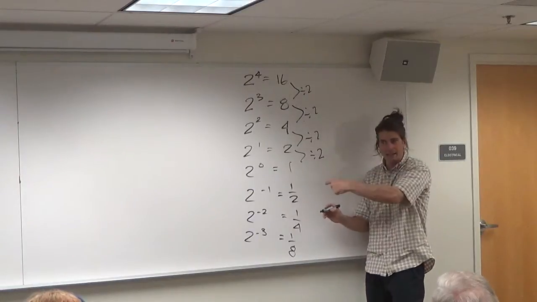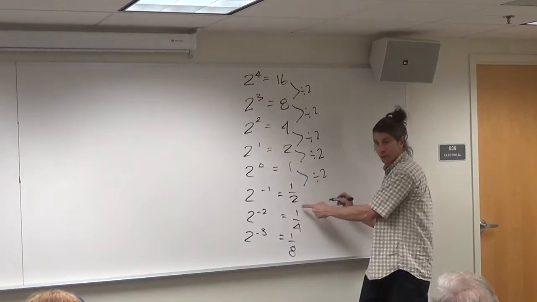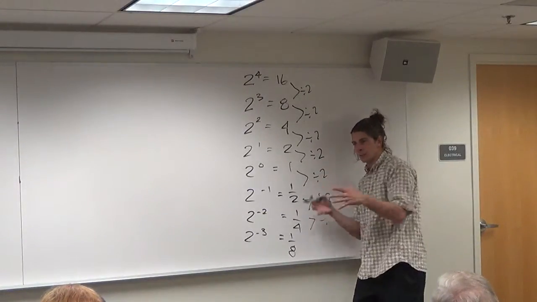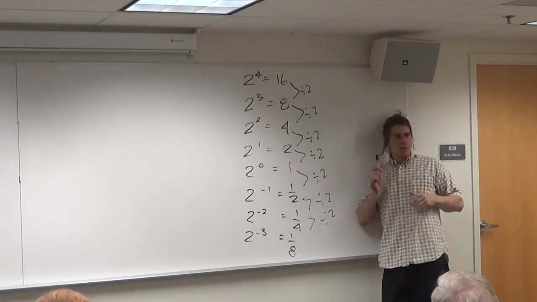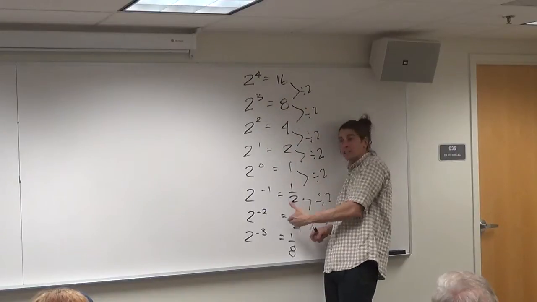Now that only works on this side. Does it work on the other side as well? To get to the next one, you have to divide by 2. Does that work? And then the pattern continues, doesn't it? So what you've got is a series of completion. I mean, 2 to the 0 power is 1 because it satisfies this continuum of exponents.